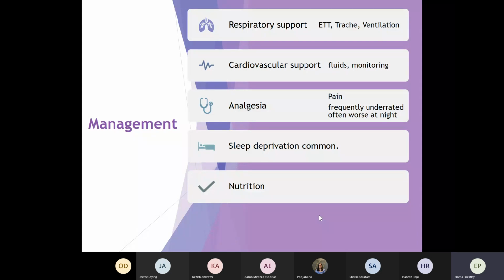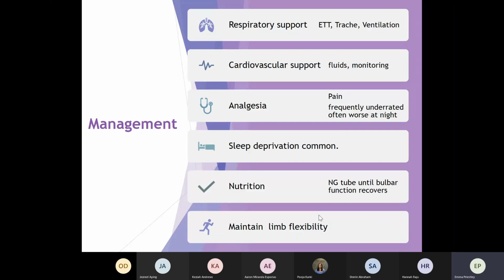Nutrition, yeah, they're going to need the proteins and things. So really important, the dietitian will follow. Their diet is so important. Obviously, they're NG fed because of their swallow and we don't want them to aspirate. And then maintaining limb flexibility. Again, that's so important because these people are going to get better.